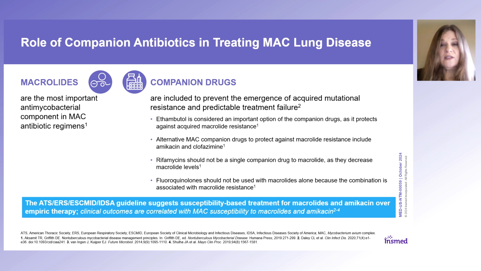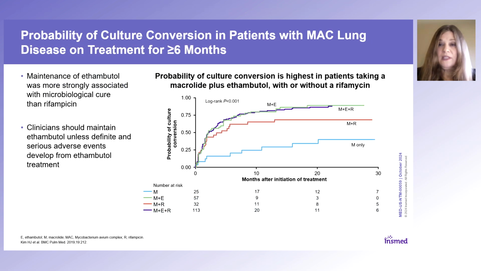The guideline suggests susceptibility-based treatment for macrolides and amikacin be initiated over empiric therapy as clinical outcomes are correlated with MAC susceptibility to those two agents. The probability of culture conversion in patients with MAC lung disease on treatment for 6 months or longer is highest in patients taking a macrolide plus ethambutol with or without rifamycin. As I mentioned, ethambutol is the more important companion drug to protect the macrolide from developing resistance.